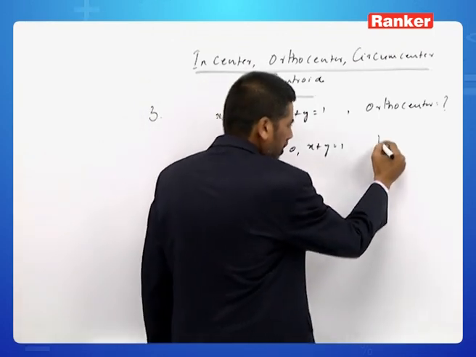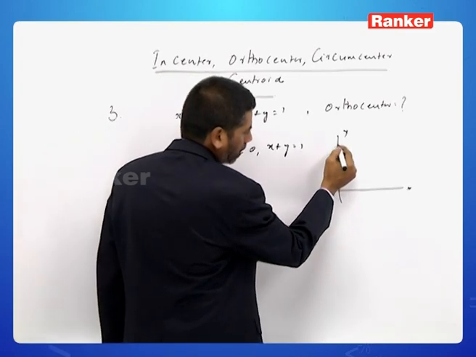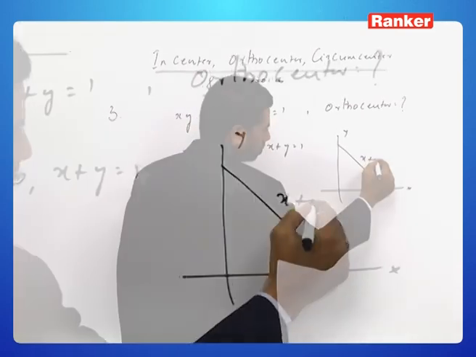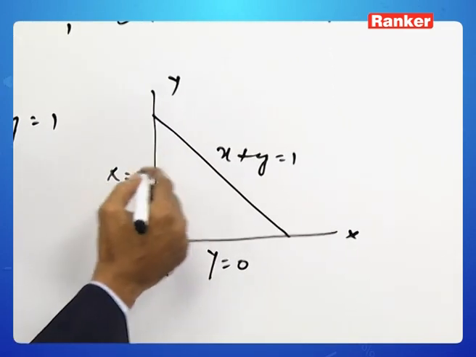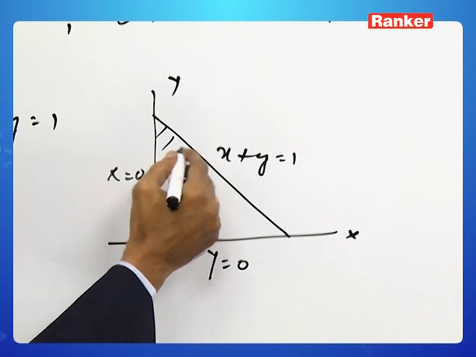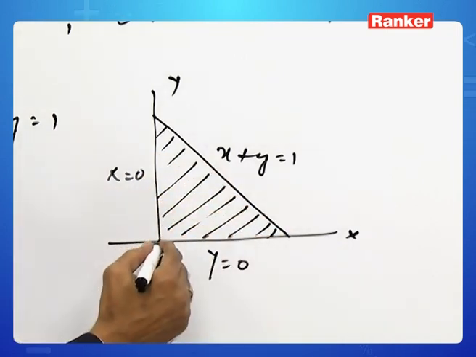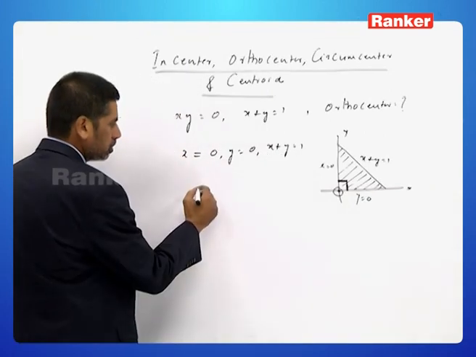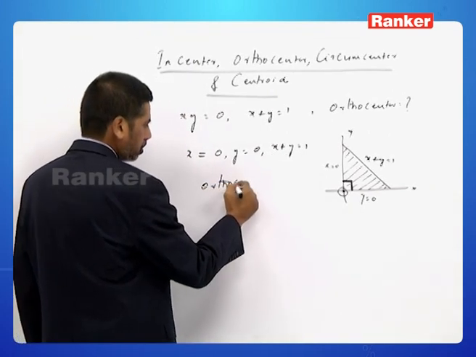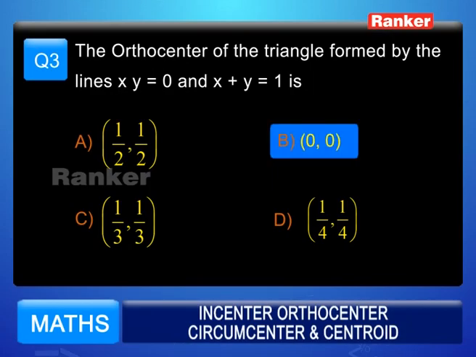So if you draw a simple sketch to this data, this is the line x plus y is equal to 1. This is y is equal to 0. This is x is equal to 0. Therefore, this is a right angle triangle. And this is the orthocenter because the right angle is here. So there is no discussion, no calculations. Orthocenter is the origin. Correct option for this problem is B.